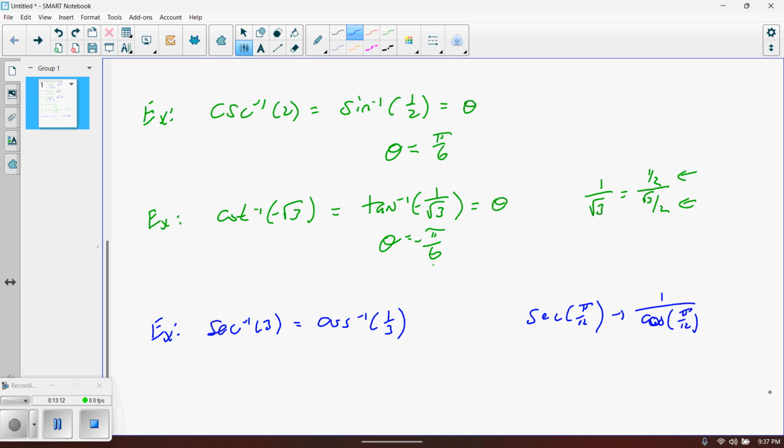All right, I do believe that that is all we need to cover in section 4.4 here. So that should be plenty enough. When we come back with 4.5, we'll actually start talking about trigonometric equations and how to solve them.